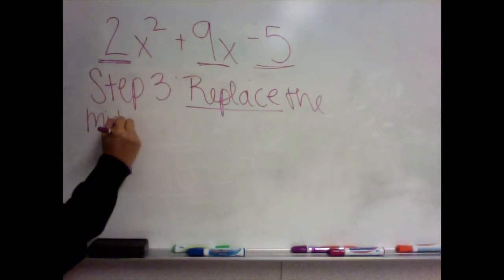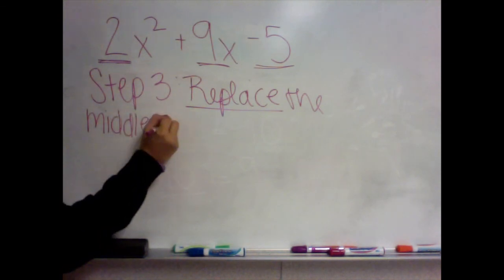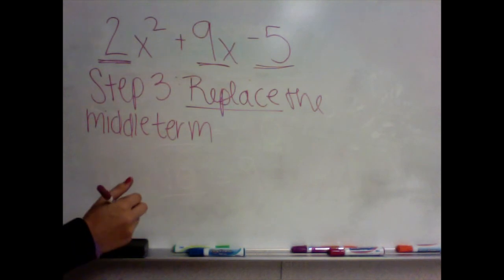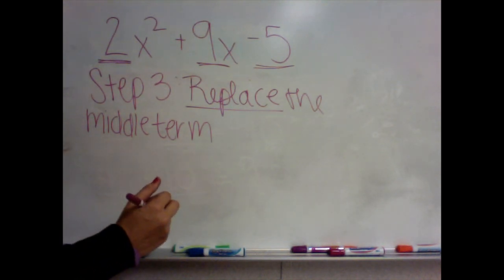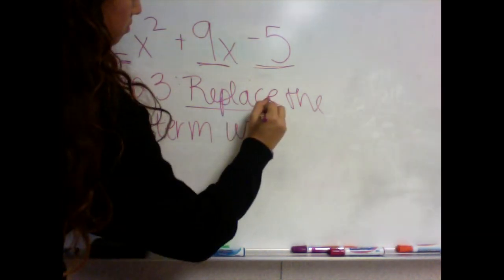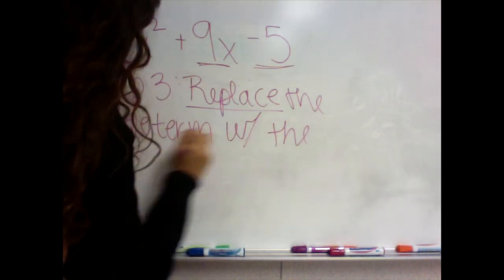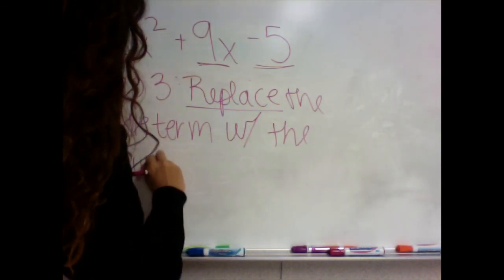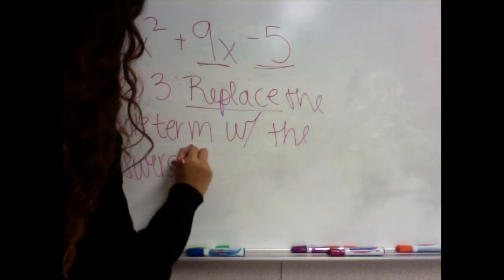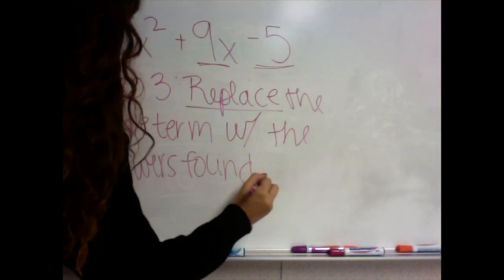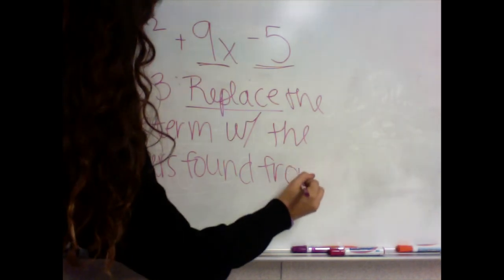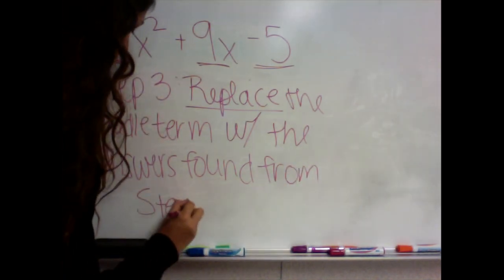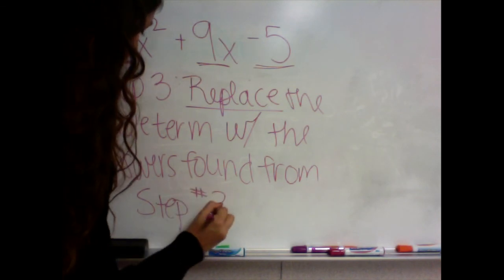Step 3. You are going to replace the B value, or the middle term, with the two numbers that we found earlier in step 2.